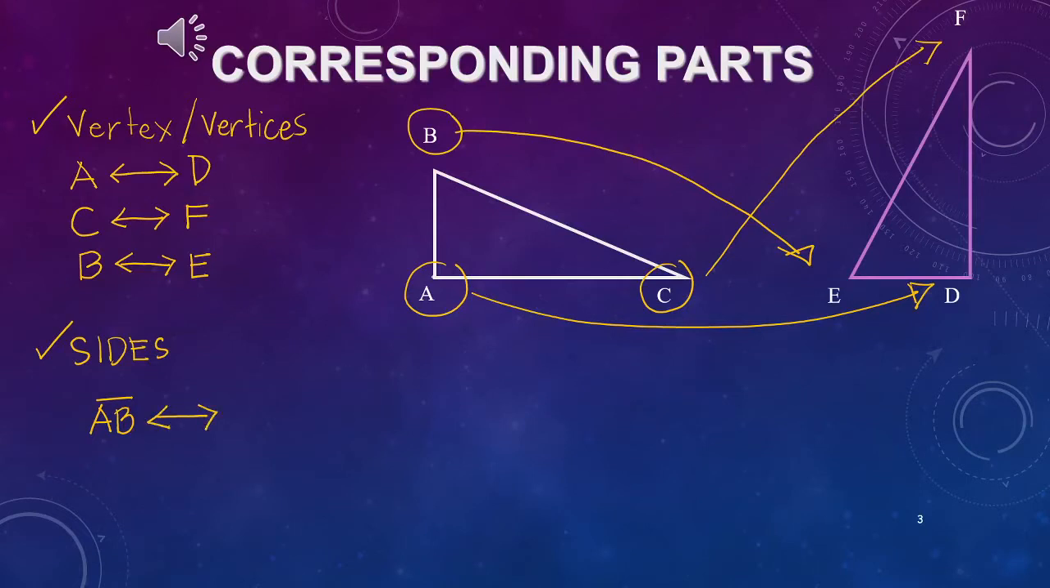We have ED, sir. Take note, I started with A, so I should begin with D, the partner of A. So this is DE. I cannot have DF because DF is longer than DE. Take note, it should be DE.